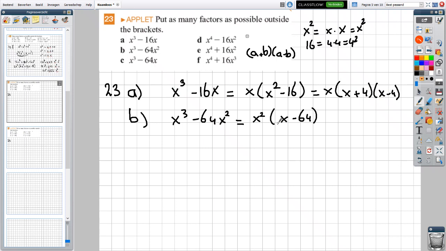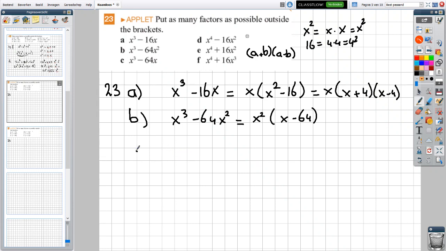Well, if I want to rewrite this as the difference of two squares, this is not a square anymore, right? So you cannot say x is x times something. You can do this for 64, but not here. So here you are done like this.